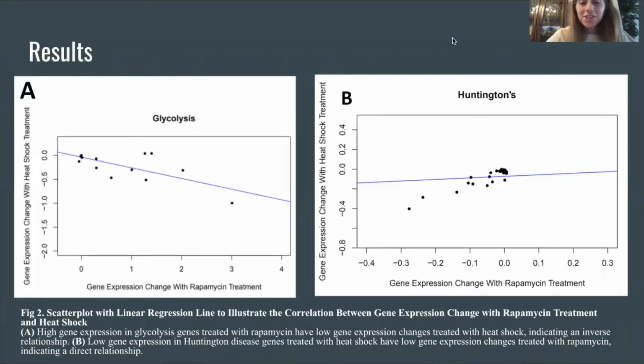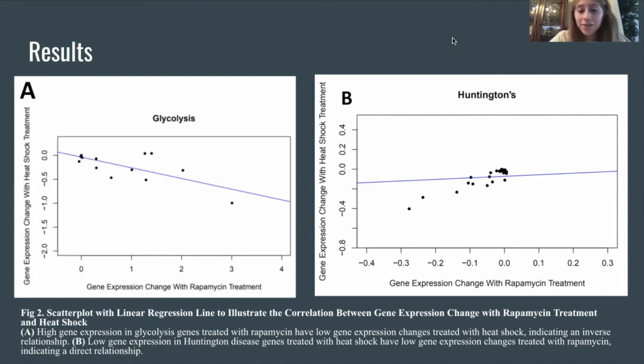After establishing a direct relationship between the upregulated and downregulated genes in both treatment types, we ran a GoTerm enrichment analysis with the highest and lowest gene expression levels. Our study found genes involved in the glycolysis pathway to be downregulated by heat shock and upregulated by rapamycin.